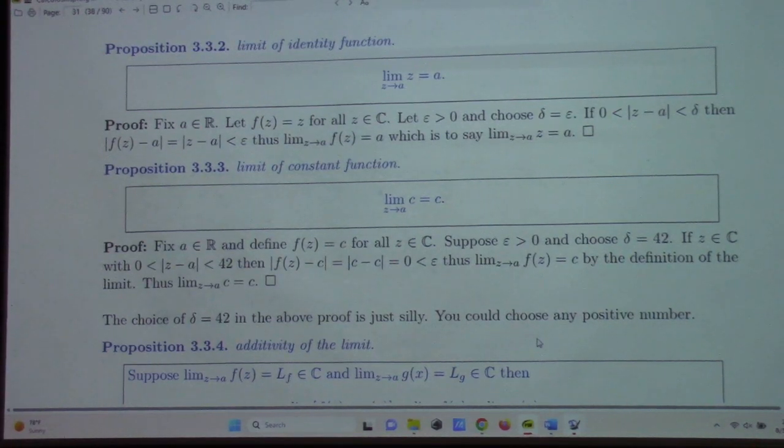Oh man, son of a gun. That's supposed to be a complex number here. This is supposed to be a complex limit point. All right?